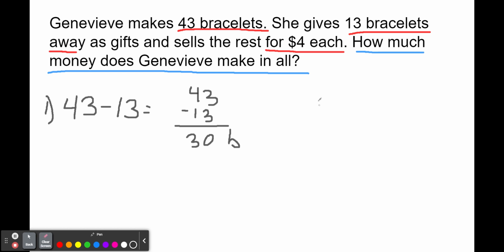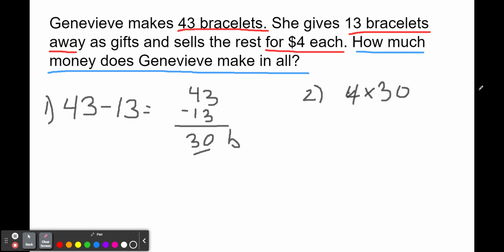Now let's go ahead and go on to step 2. Now we want to answer, how much money does Genevieve make in all? So we know that she sells each of her bracelets for $4 each, right? And we have 30 bracelets that we're going to sell. So we have $4 each. We're going to sell 30 bracelets.